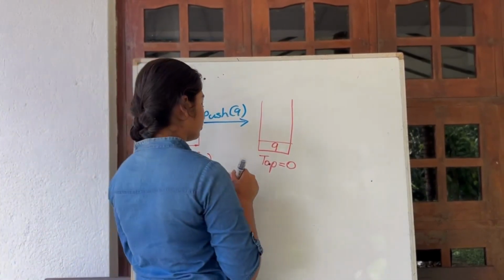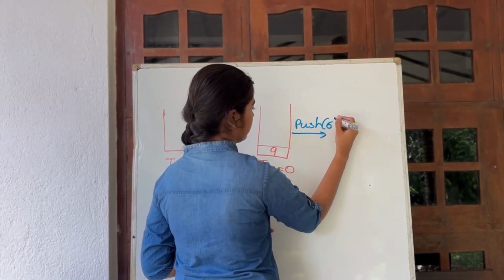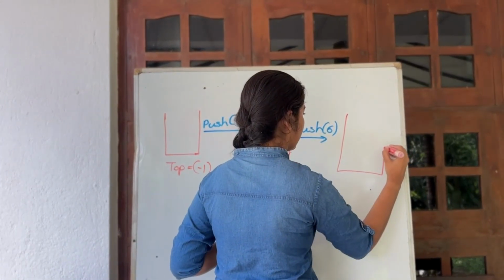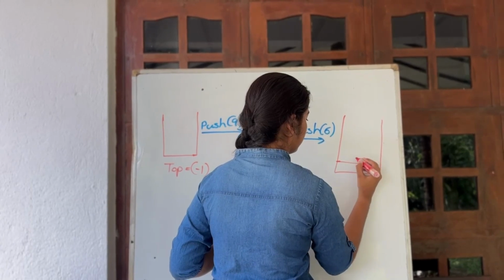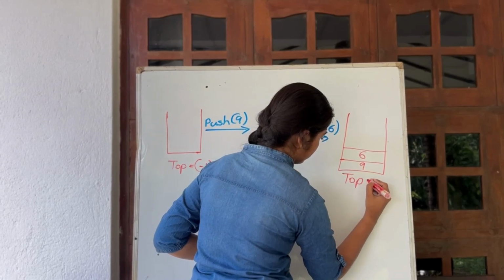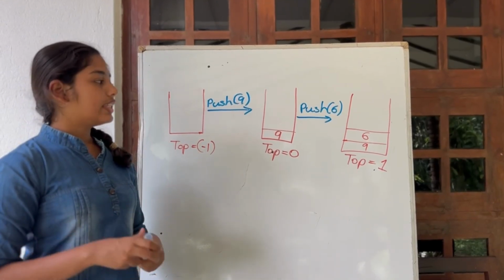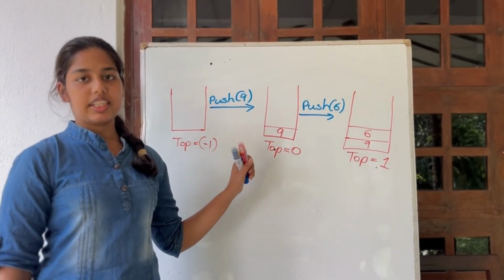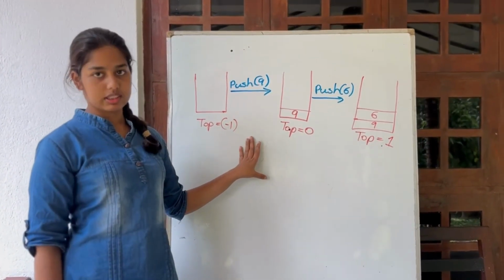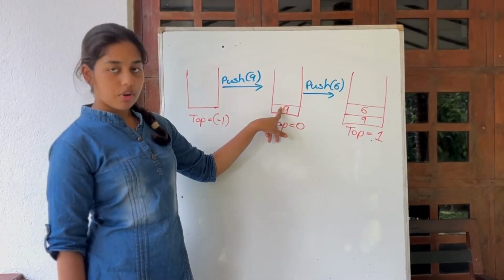Again I am going to push 6, and we can add this 6 like this. The top value is going to be 1. This is how the push operation works. Push operation means adding an element to the top of the stack.